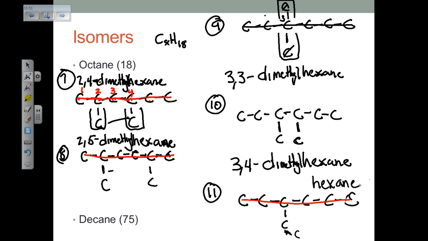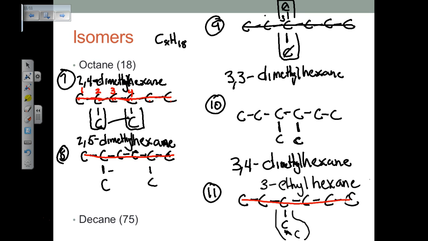Now we want to name a 2-carbon chain. What's the root name for 2 carbons? It's ethyl. So this is ethyl hexane. But we need to know what carbon it's coming off of. 1, 2, 3. So this is 3-ethylhexane.